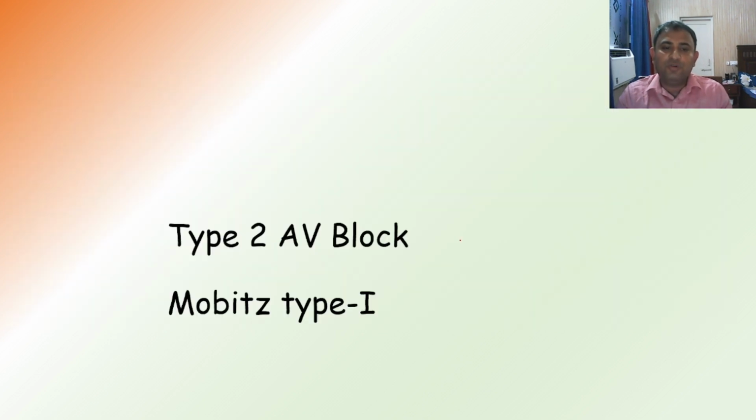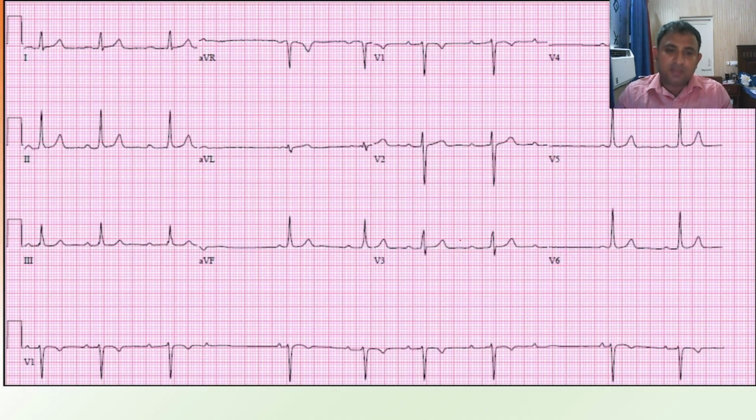Now we come to what is type 2 AV block. Type 2 AV block is classified into Mobitz type 1 and Mobitz type 2. Very easy to remember. So what is the first type? Mobitz type 1 block. Now let's look at the rhythm rate. Over here, I wish I could have a better ECG. Over here, if you see, this is a type 1 Mobitz block.